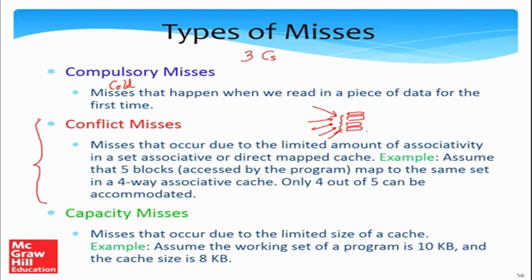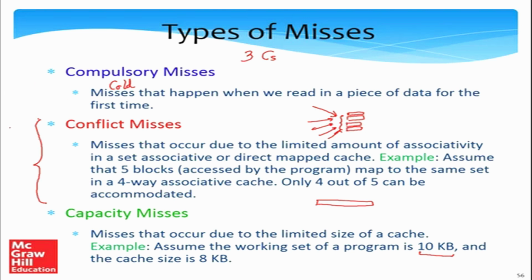So the last category of misses are capacity misses. Assume that the working set of a program is 10 kilobytes and the size of the cache is 8 kilobytes. In this case, the entire working set will not fit. So assume that there is a 10 kilobyte long array and we are doing a lot of operations on that array, but our cache is only 8 kilobytes. So the entire array will not fit, and as a result, we'll have a lot of cache misses. So this is called a capacity miss.